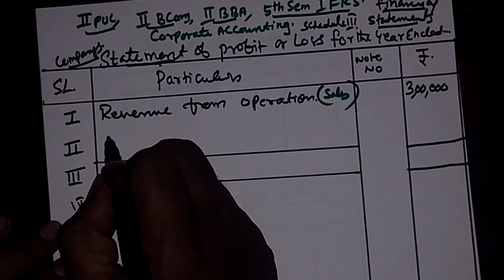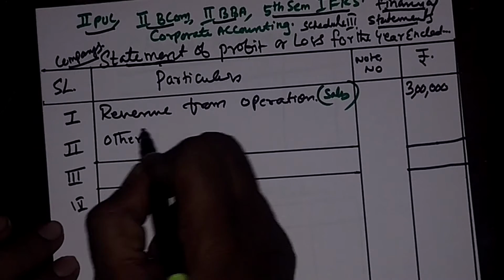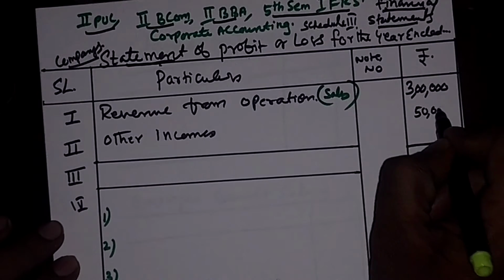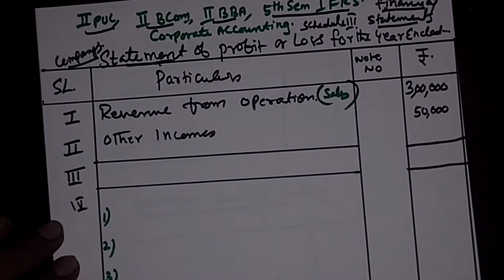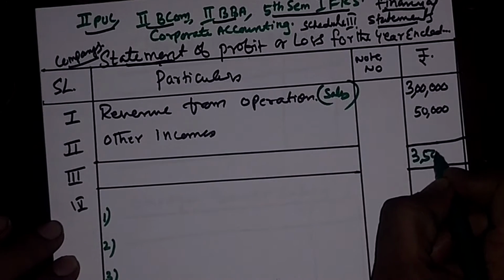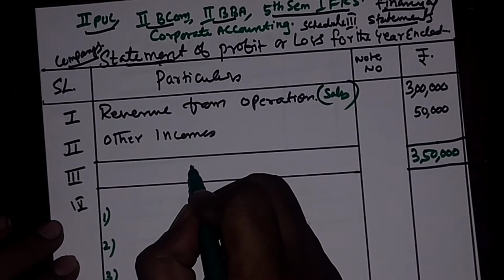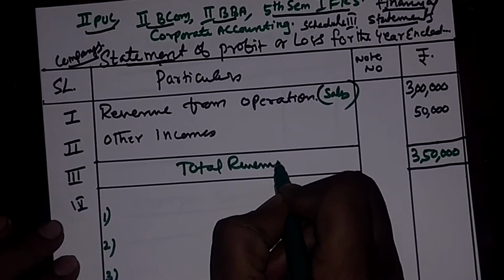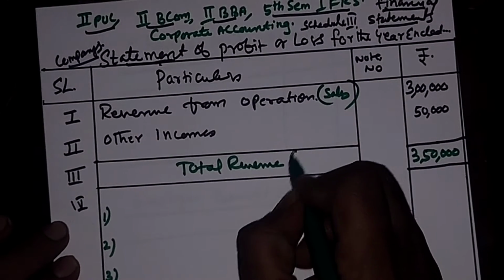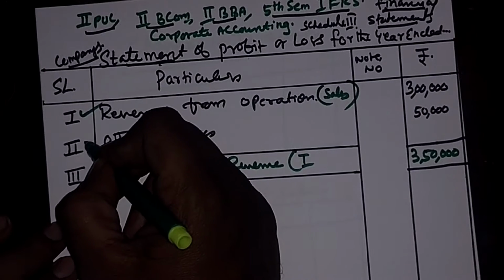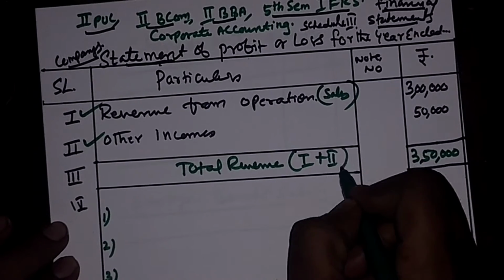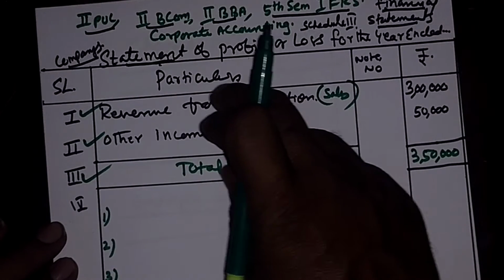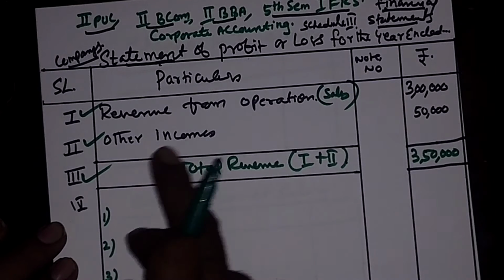The second one is the other incomes. Other incomes. Let me write here 150,000. So overall I get a total of 3,50,000. This 3,50,000 is called the total revenue. How do you get this total revenue? Roman number 1 plus Roman number 2. We call it Roman number 3. I hope I have made it very easy for you to understand revenue from operation, other incomes.